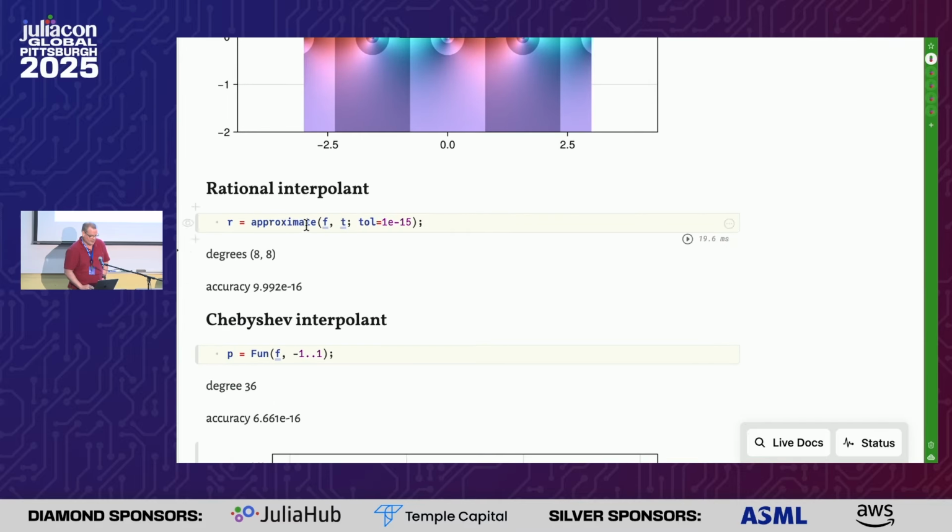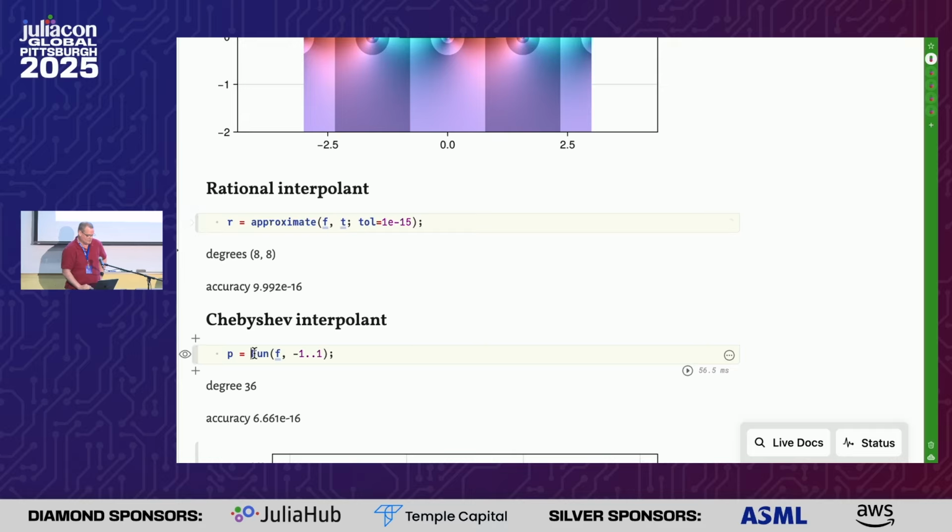So this is from the rational interpolation package, the function approximate. So I'm approximating f at that collection of points. And what comes out is a degree 8 approximation, right? So degree 8 upstairs and degree 8 downstairs. So that would be 9 plus 9 equals 18. But then there's a redundancy because you can divide through by one coefficient. So there's only 17 coefficients there.